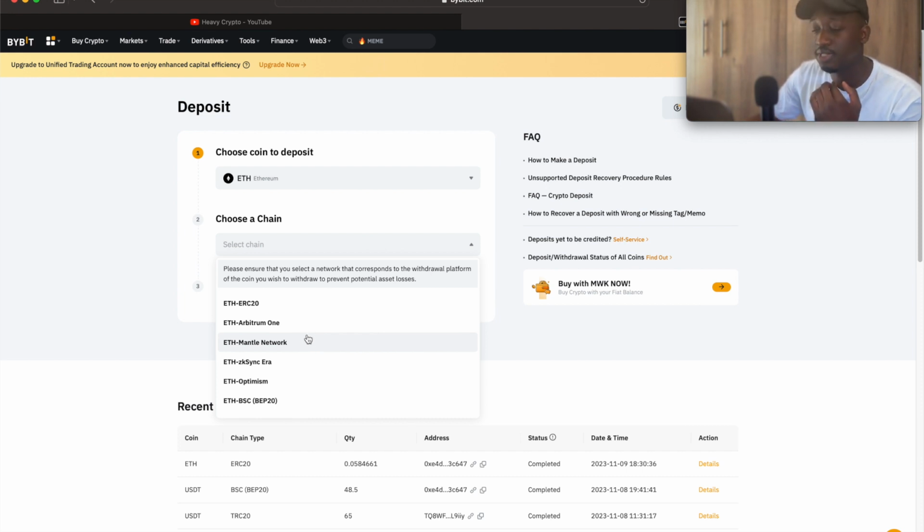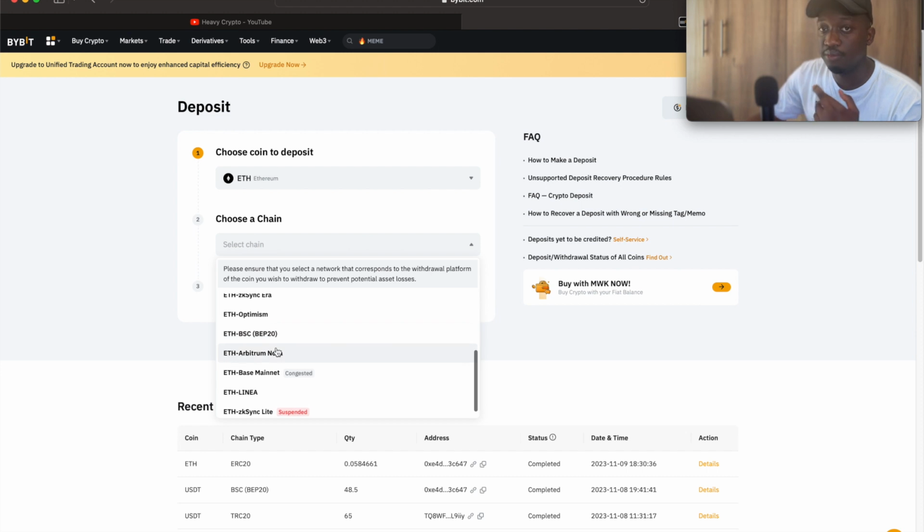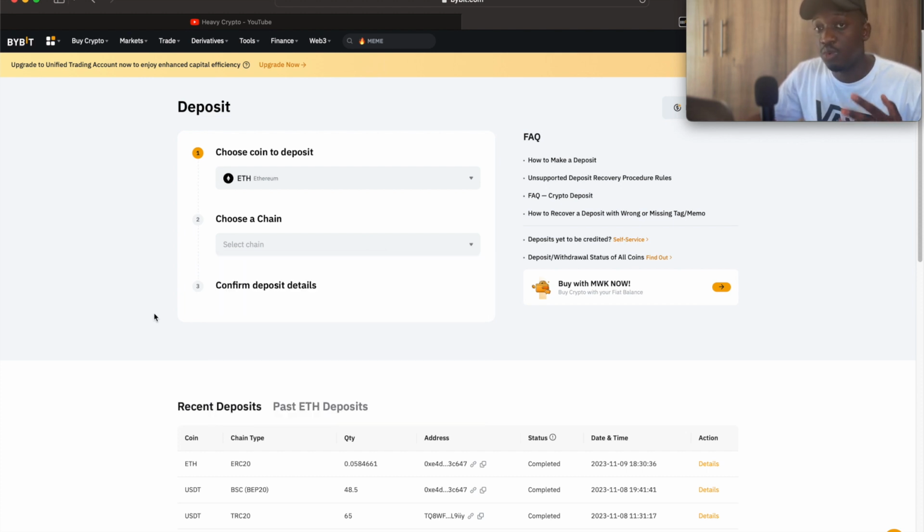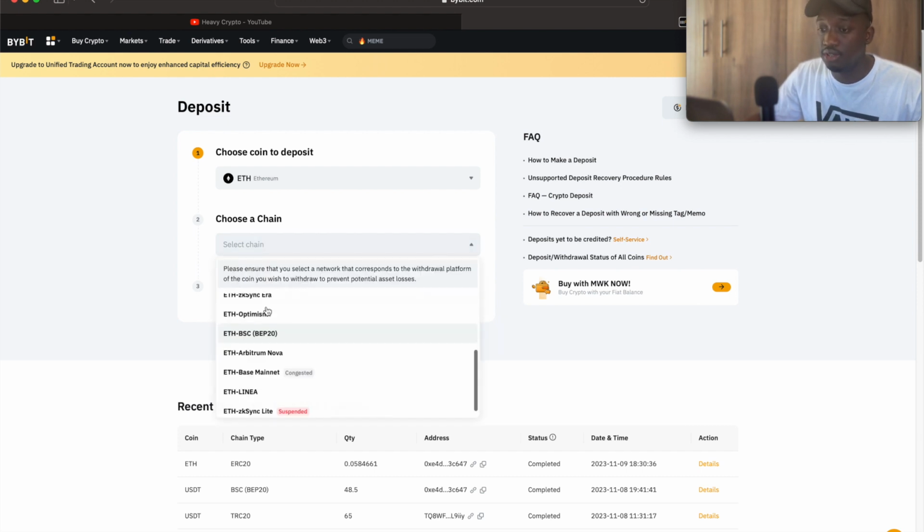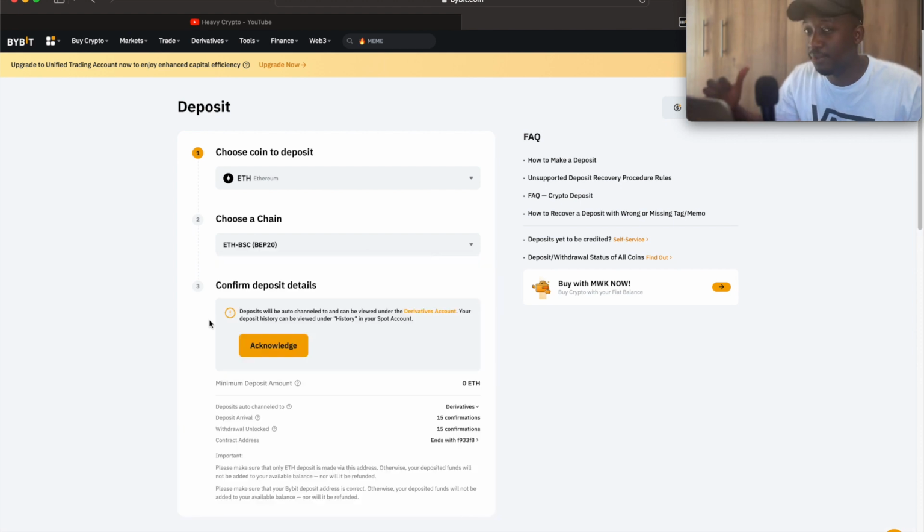But if you want to deposit Ethereum, I suggest that you use BEP20. For example, if you want to deposit from Binance to Bybit, you're gonna have to use the same network. So you're gonna have to copy a BEP20 address right here on Bybit, which is this one right here, and then use it on Binance to send crypto. On Binance, you're also gonna have to use the same network.